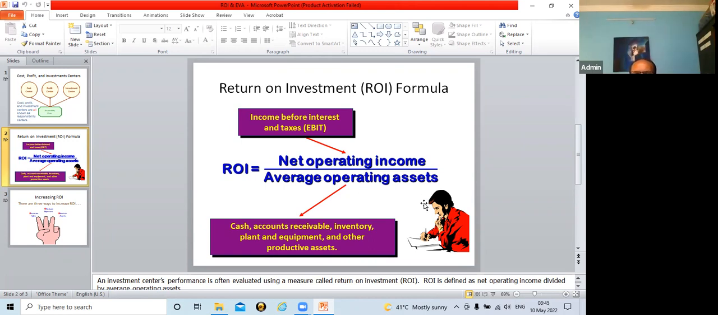Now, let us understand how to increase ROI. This slide, any doubt? Any doubt for assets? Any doubt for this income? This income is nothing but the EBIT. EBIT stands for earnings before interest and taxes. Before we pay interest and taxes, that earning is considered here. And assets means all types of assets, current assets and fixed assets. May I go to the next slide now?